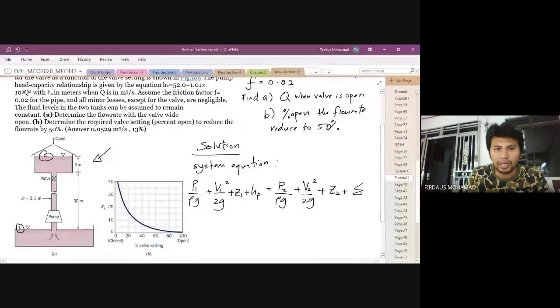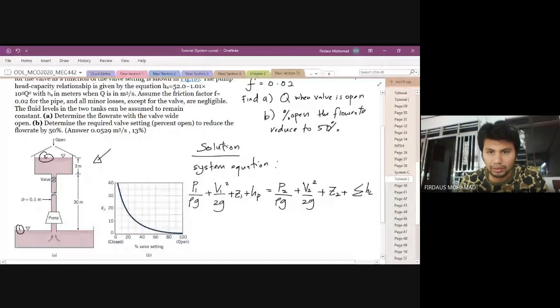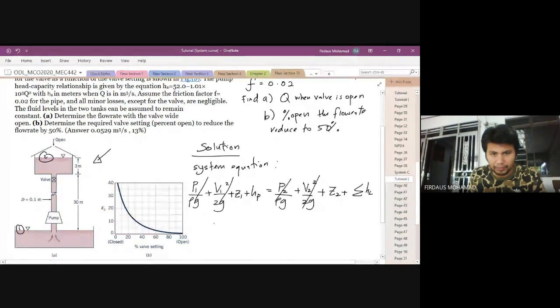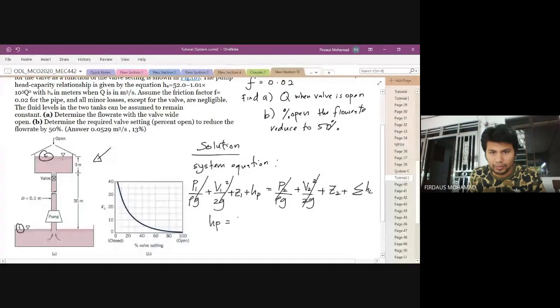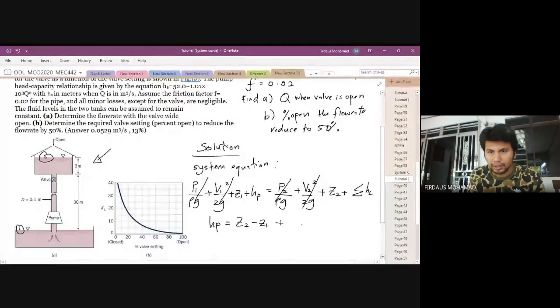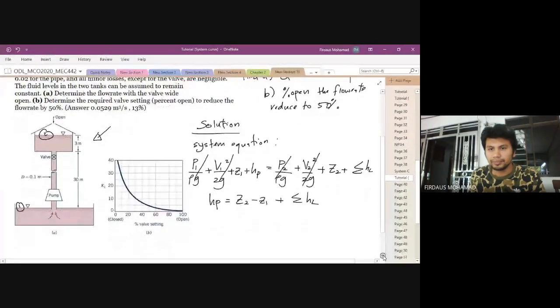Now P1 and P2 are the same because both are open to the atmosphere, so they cancel out. The velocities at 1 and 2 are very low. So now you can get the head for the pump: HP equal to Z2 minus Z1 plus the sum of HL.